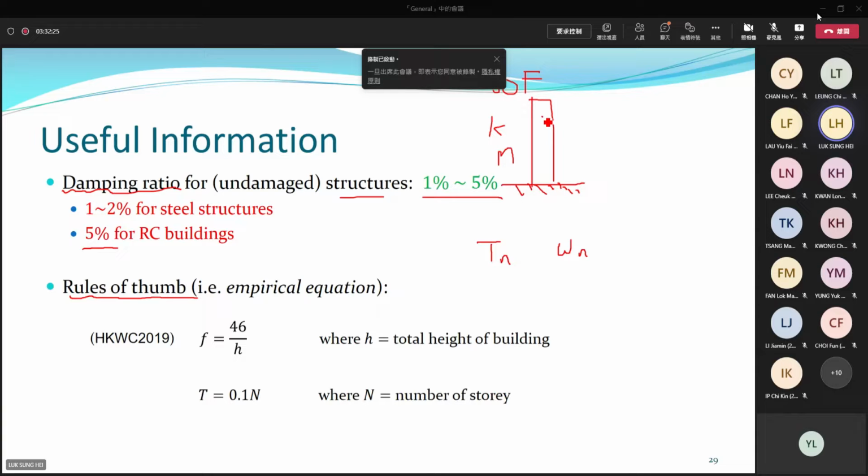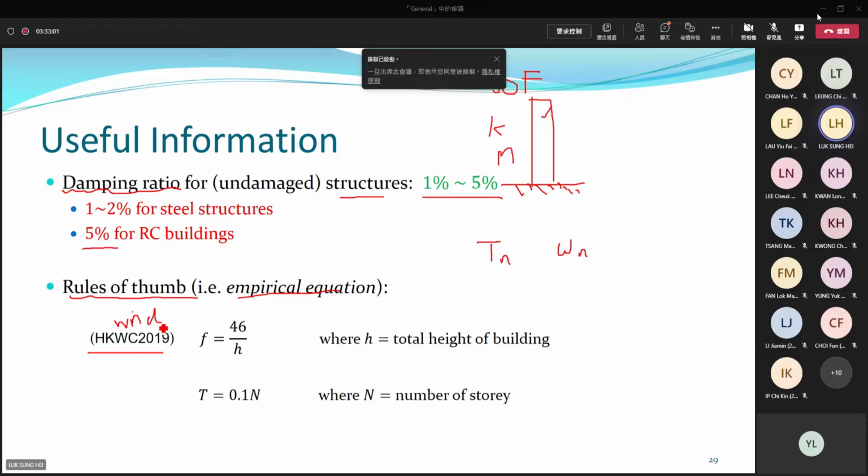Firstly, a tall building is not a single story structure, right? It's not a single degree of freedom. A tall building is a multiple degree of freedom system. That's why you cannot calculate omega directly in this case. But in case you really want to know it, you can use some empirical relationship. In our Hong Kong wind code, they give us one simple formula to estimate the vibration frequency. They use this empirical relationship, 46 over the height of the building, to give you the vibration frequency.